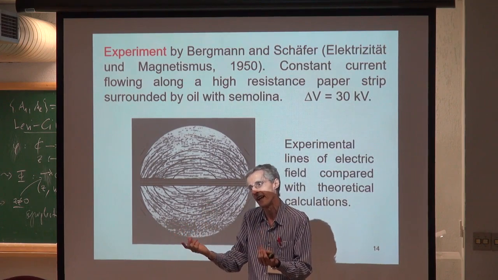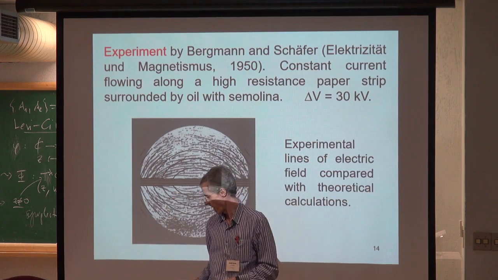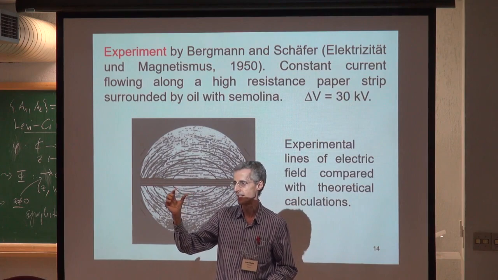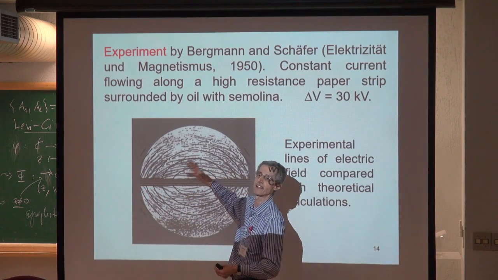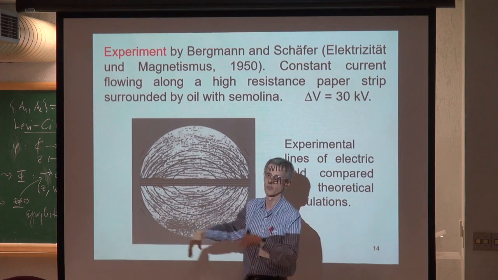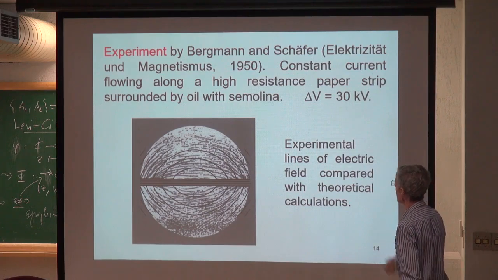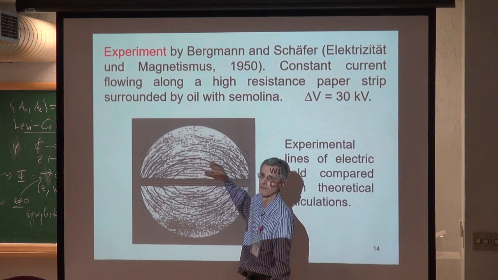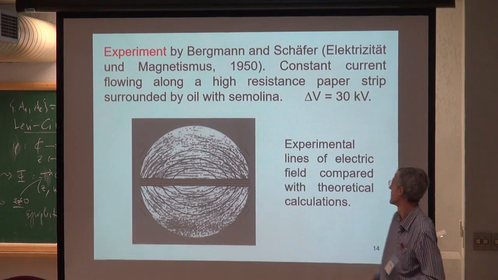But if there is an electric field, each particle of semolina polarizes electrically. And so they polarize all of them, and we can see the lines of electric field. Analogous to iron filings, which show the lines of magnetic field. Okay? And these are the theoretical calculations according to Weber. And these are the experimental results of Bergman and Schaefer.